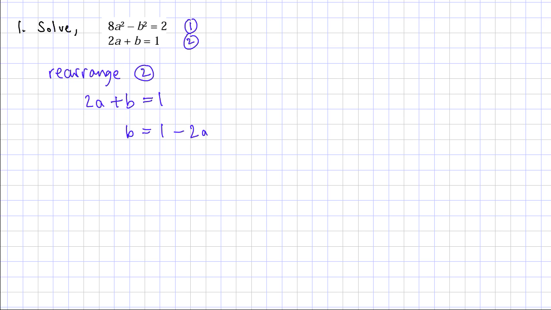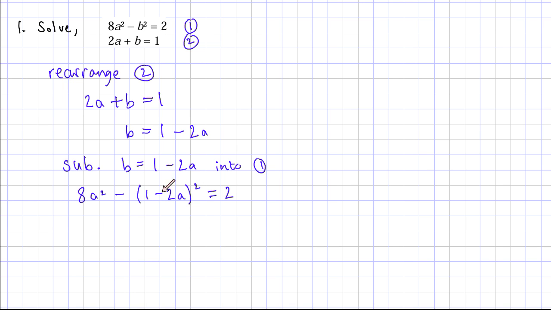Now what I'm going to do is substitute this value into equation 1, into this position there. So I'm going to substitute b equals 1 minus 2a into equation 1. Okay, so my equation 1 is 8a squared minus, b is now 1 minus 2a, so I'm going to substitute that. So I have 1 minus 2a squared equals 2. Now what I have is a quadratic equation. Now I need to multiply this out, simplify, and then try and solve that. So let's do that.